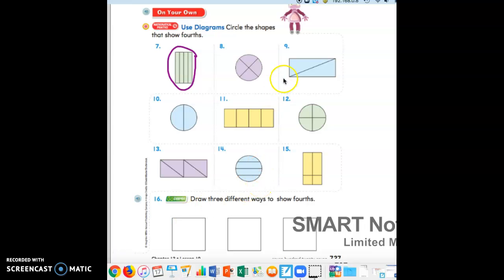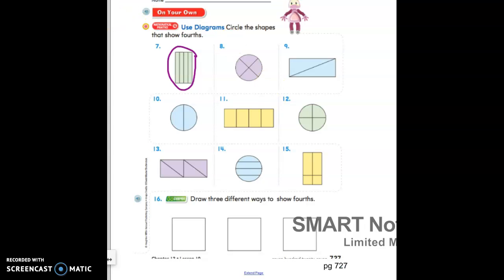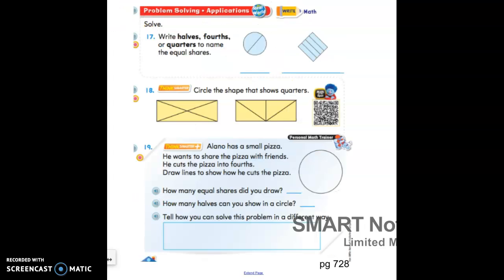I want you to continue page 727 on your own, and then go on to page 728. You're going to complete these 2 pages by yourself. Number 17 says write halves, fourths, or quarters to name the equal parts. For example, is this circle showing you halves, fourths, or quarters?